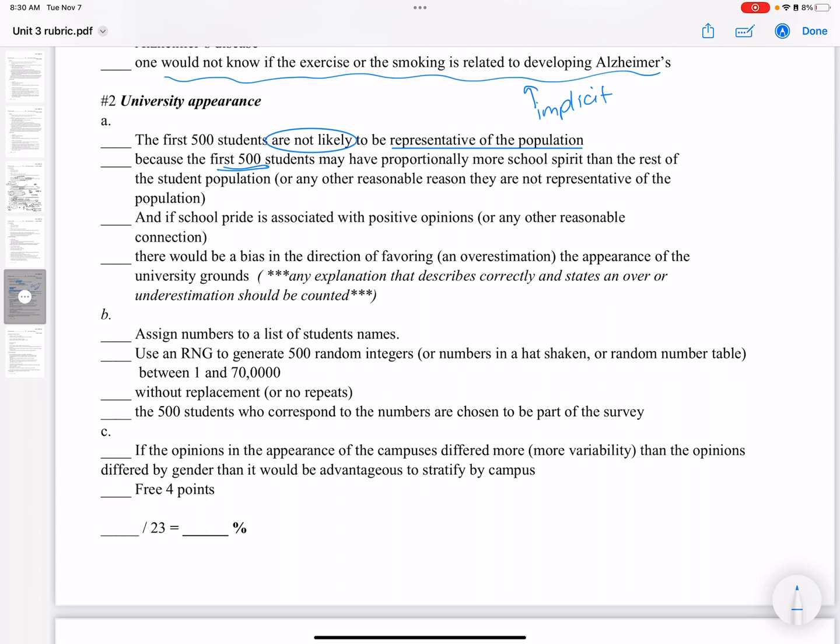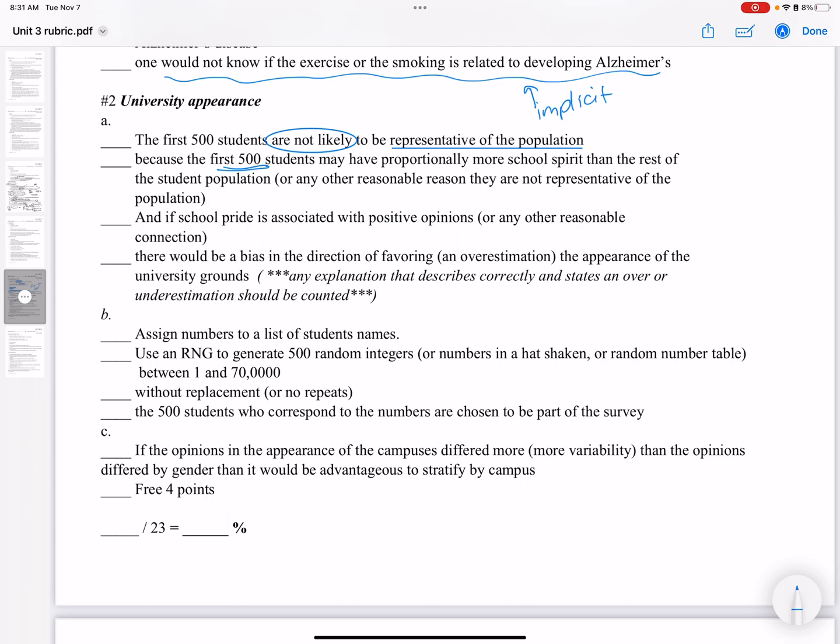Guys, you could go the opposite. You could say they are not likely to be representative of the population, because the first 500 students are only sports fans and they only care about sports, and so they might have a really negative view on the appearance of the university because they want to put more money into the athletic program. So you could come up with that, completely opposite of what I said, but still 100% correct.